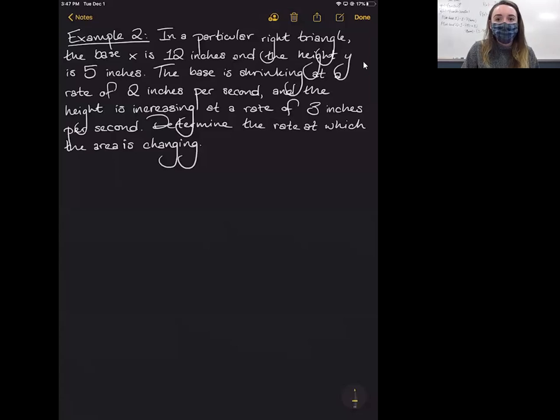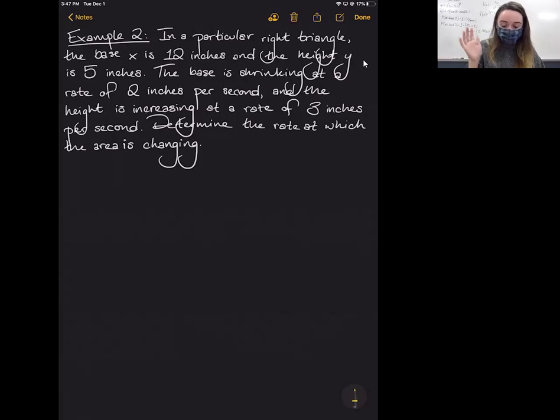So here is our second example problem. In a particular right triangle, the base x is 12 inches and the height y is 5 inches. The base is shrinking at a rate of 2 inches per second, and the height is increasing at a rate of 3 inches per second. Determine the rate at which the area is changing.